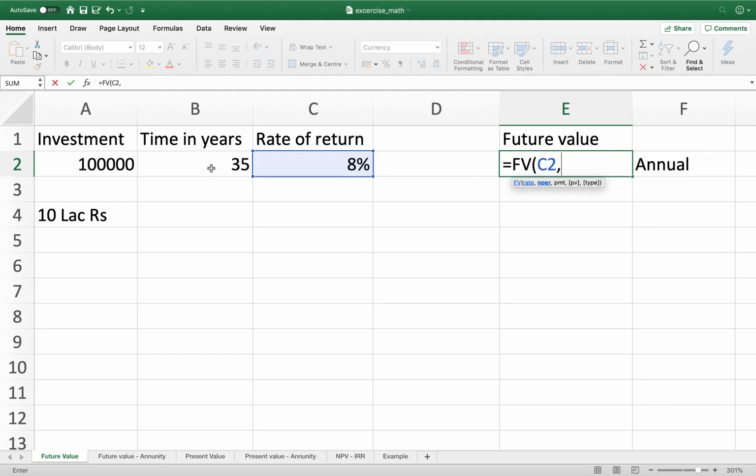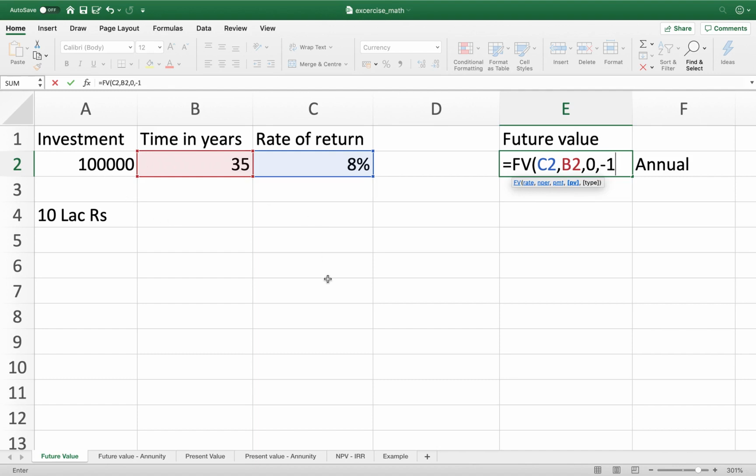If you're going to calculate month-wise, you have to multiply 35 into 12 and that will become your NPER number. In this case, every year it will get compounded at 7.5%. So all I'll take is this number. Then it is showing you that you have to enter PMT. PMT is called payment. So payment is something which you make at regular intervals. In this case, we are not making any payment. It is just a one-time payment, which is 1 lakh rupee. And this is the present value. So the present value of my fund is 1 lakh rupee.